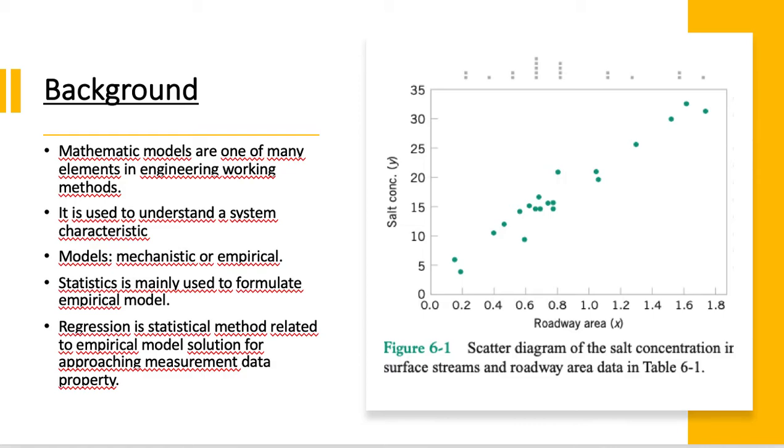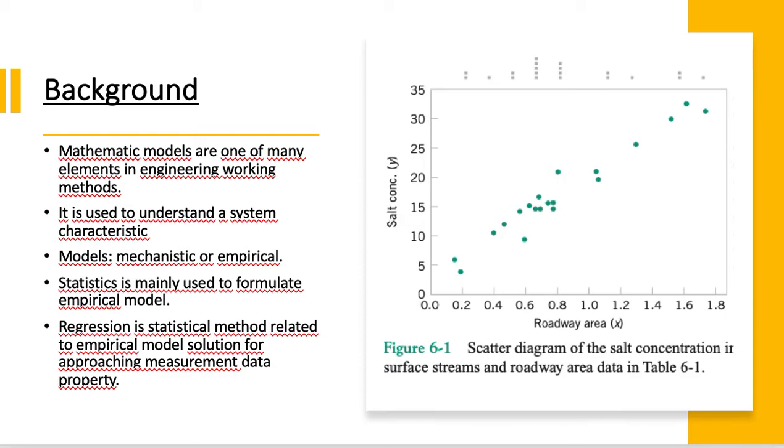In general, models can be divided into mechanistic models and empirical models. Mechanistic models are those based on our physical, chemical, or engineering science knowledge of a phenomenon. For example, we know Ohm's law, the gas law, and Kirchhoff's law.